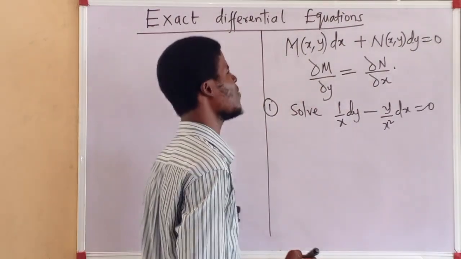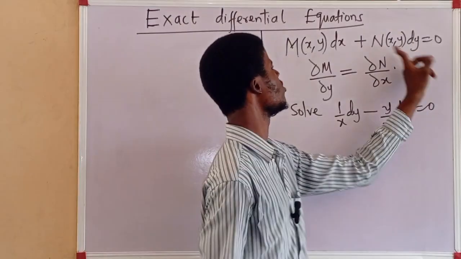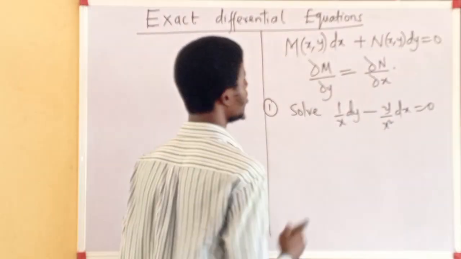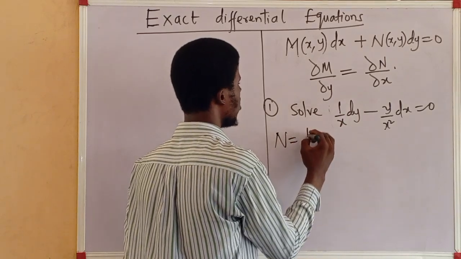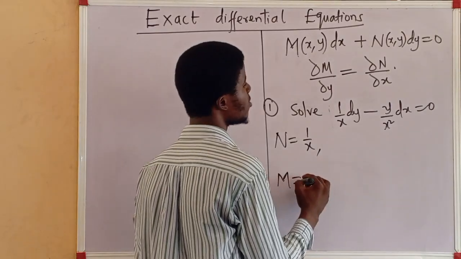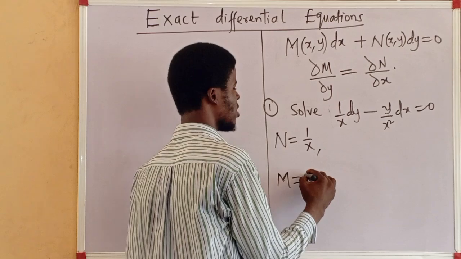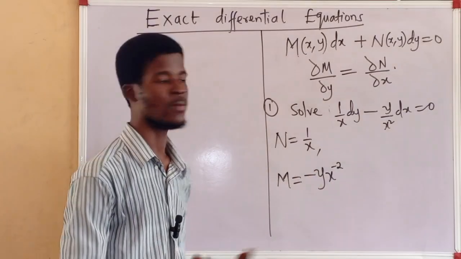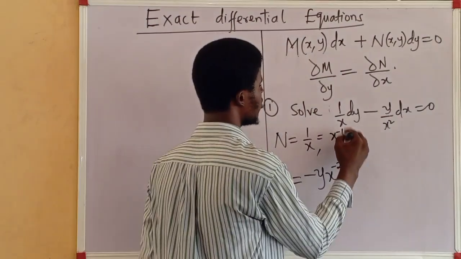Now let's identify M and N first of all. dy is associated with N, dx is associated with M. So in this case, N is 1 over x. And M is minus y over x squared, which I want to write as minus y x to the power of minus 2. So this is actually x to the power minus 1.